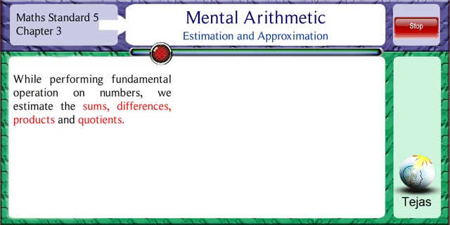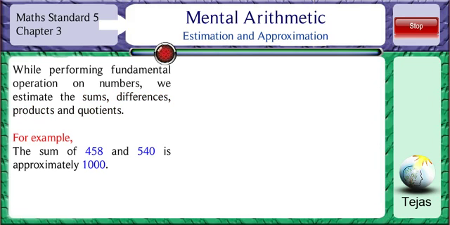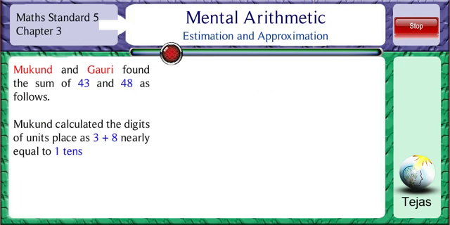While performing fundamental operations on numbers, we estimate the sums, differences, products, and quotients. For example, the sum of 458 and 540 is approximately 1000, but it's not exactly 1000. Let us look at one more example. Mukund and Gauri found the sum of 43 and 48 as follows.